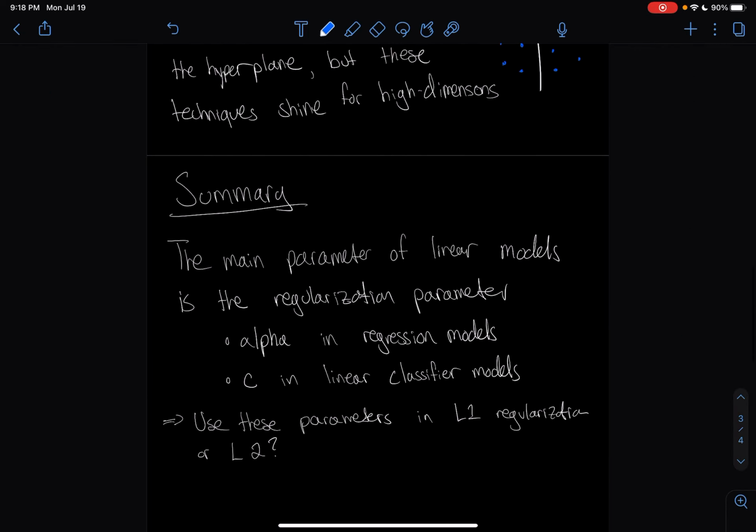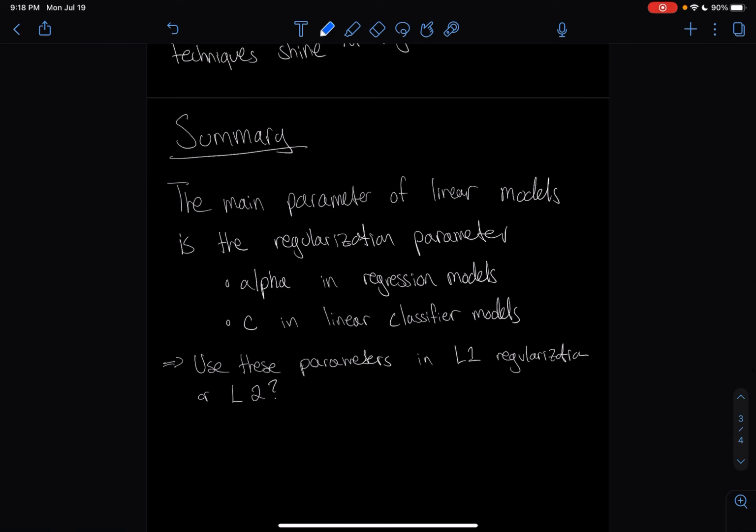So again, quick summary to send off here. The main parameter of linear models is the regularization parameter. For these classifying models, that parameter is C, and you can move it up or down, typically in factors of 10, like 0.1 or 1 or 10 or 100 or 1000. That's usually how you'll modify it. That's kind of where you get the logistic part of logistic regression in some cases. But C is that parameter that you're using to find the best fit of your data.